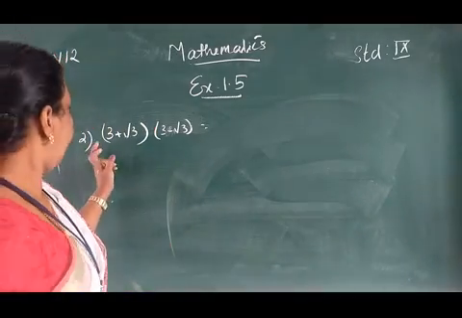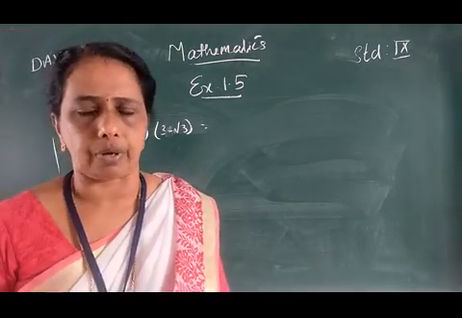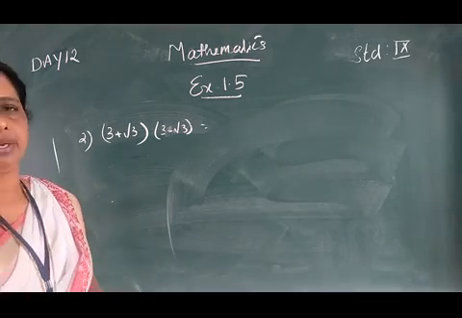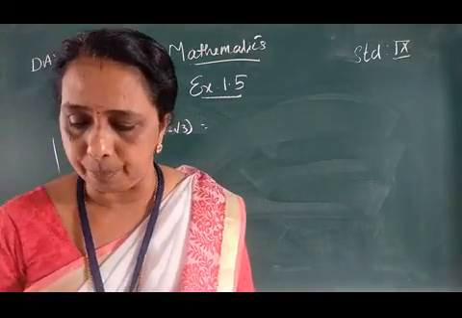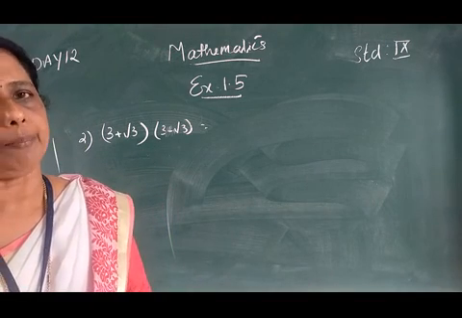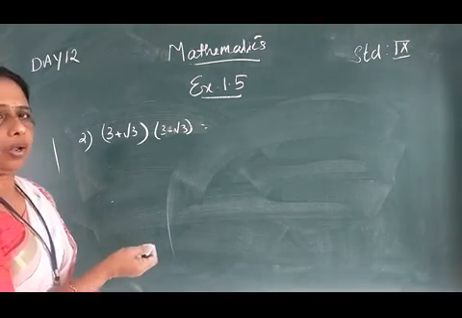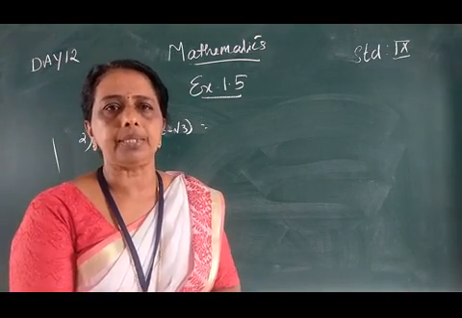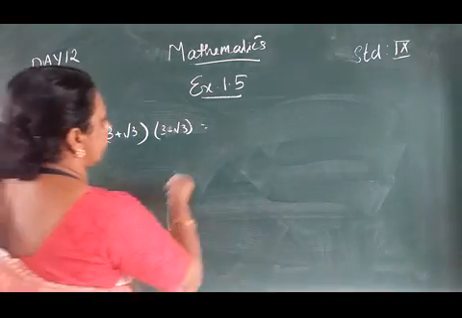Which one? A plus B into A minus B, that is A square minus B square. For this, you have to study the identity: root A plus root B into root A minus root B, that is root A the whole square minus root B the whole square, that is A minus B. That you already studied. Any one of the properties you have to use here.